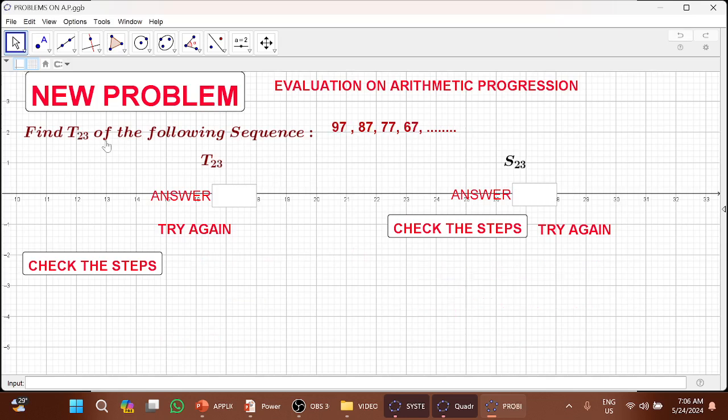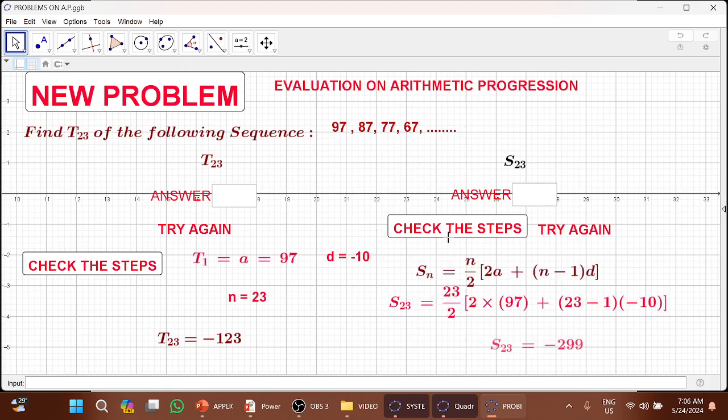Now you have to take only T23 and S23, which it is asking. Now you have to check the steps. Now the child can understand what the answer is. Now you can go to the new problem.